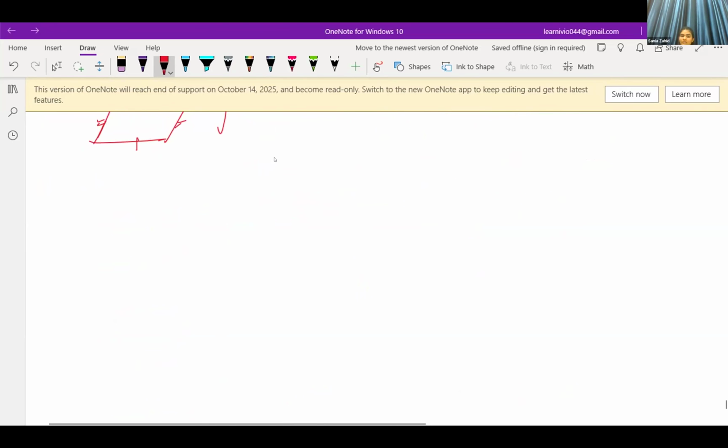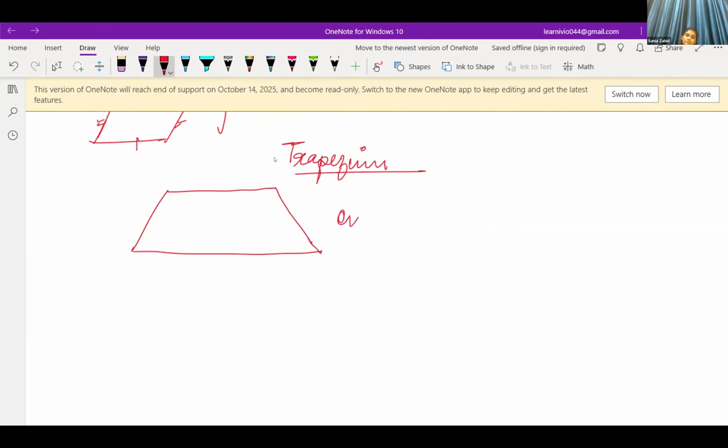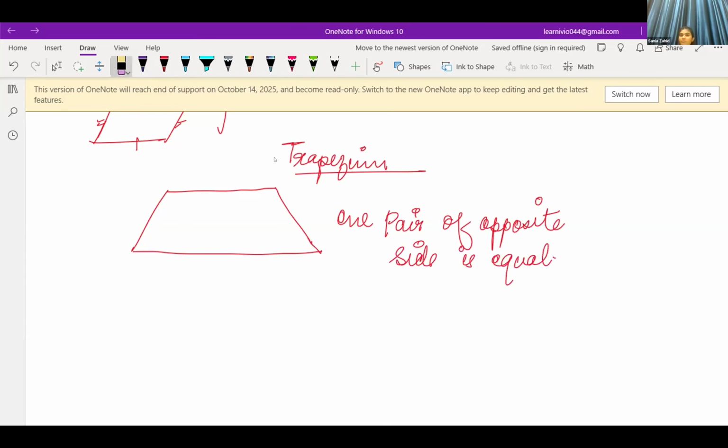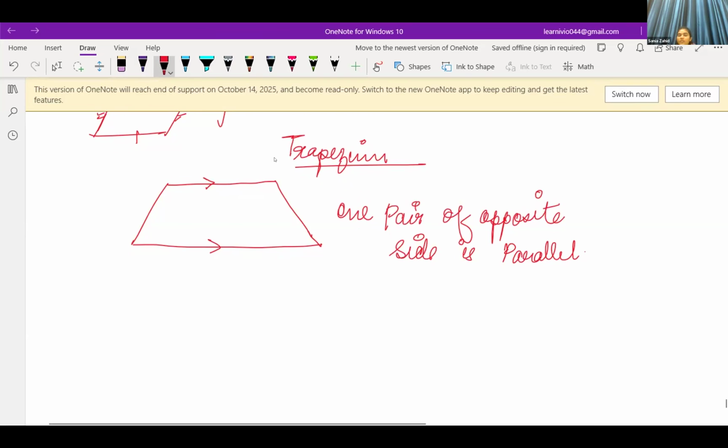Then I'll just brief you about a trapezium and a kite as well. So what is a trapezium? What is the defining feature of a trapezium? That one very important point is one pair of opposite sides is equal. Over here, children, I'm sorry, not equal, parallel. Please note this, parallel. Now, children, see, over here, this side is parallel to this side, while the other two sides may or may not be parallel, but at least one pair of opposite sides should be parallel. Okay, remember this very important thing. One pair of opposite sides is parallel in the case of a trapezium.